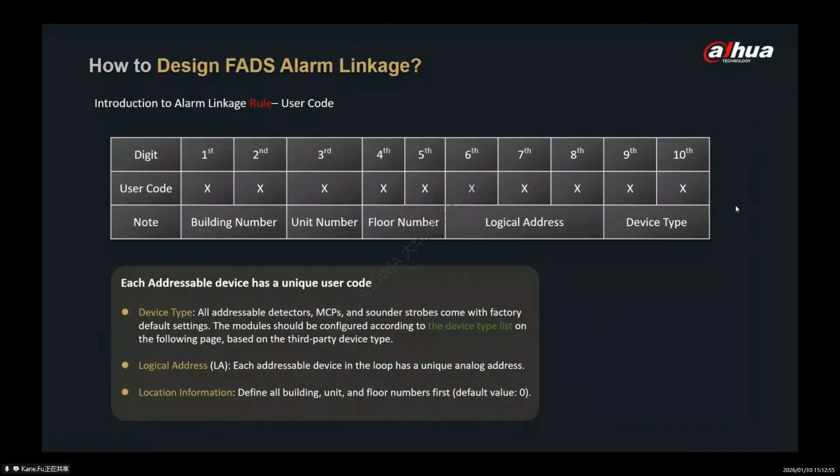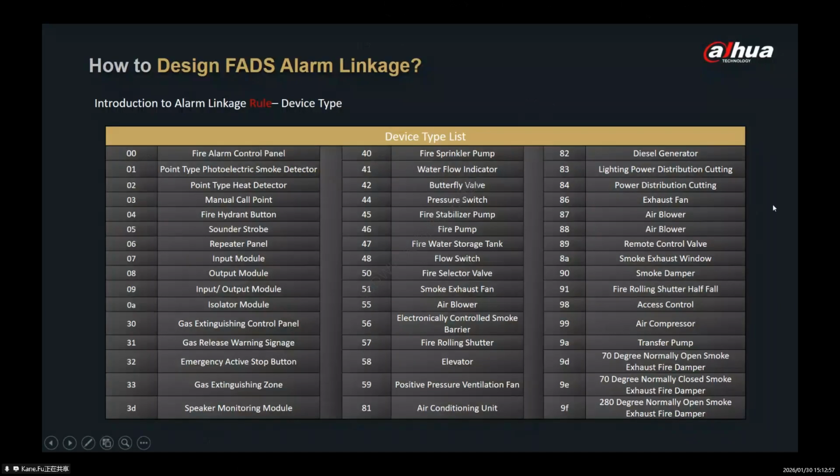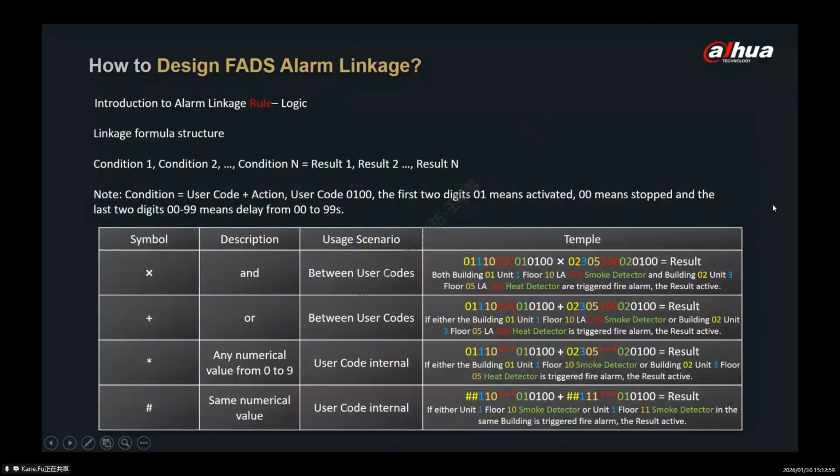Okay, if it is clear, I come to the next step, the logic introduction. We have 4 logic symbols here. The first one is AND. The second one is OR. The third one means any numerical value from 0 to 9. And the last one is the same numerical value.